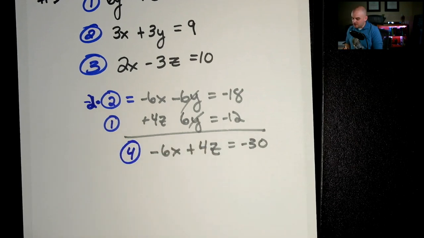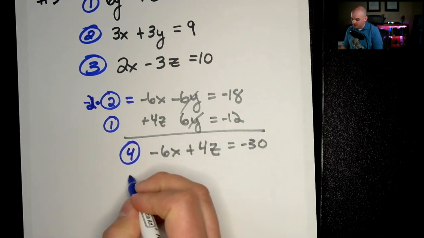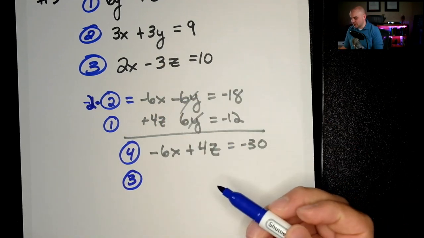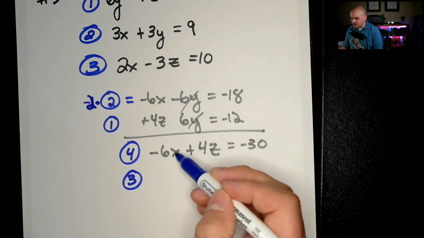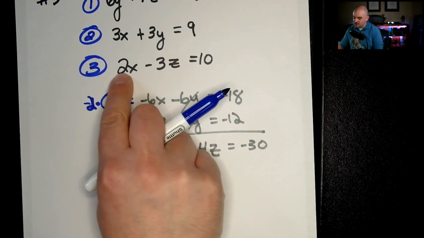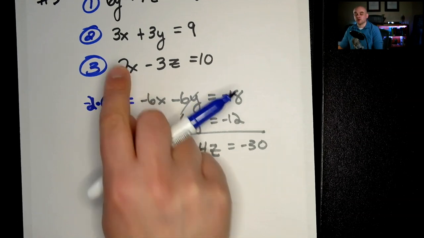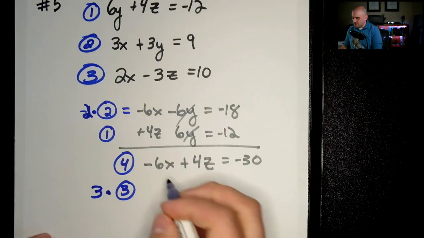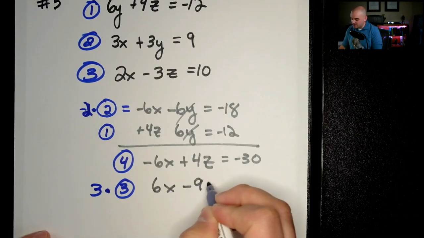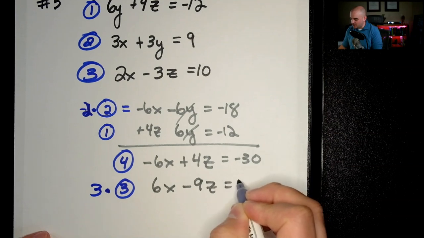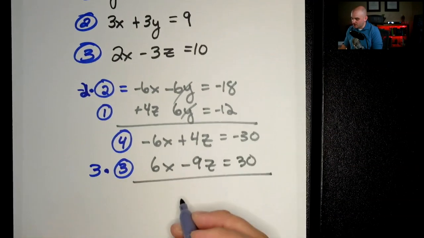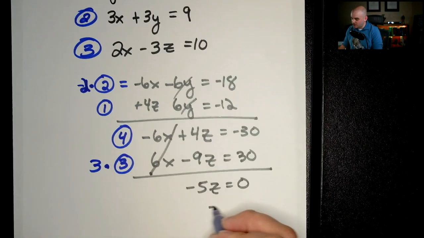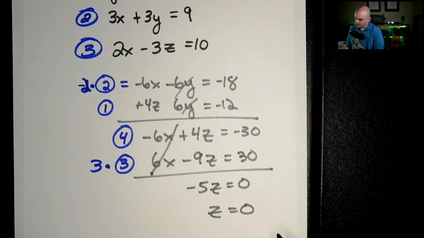Now looking at this, I also have equation 3 that has just an x and a z in it. So I'm going to pair these two equations up. I'm going to choose to eliminate the x's though. To eliminate the x's, I need to make this +6. And to do that, I'm going to multiply it by 3. So it's going to be equation 3 times the number 3. And that gives me 6x minus 9z is equal to 30. And I'm going to add these up. These will cancel. This gives me -5z equals 0, or z is equal to 0.